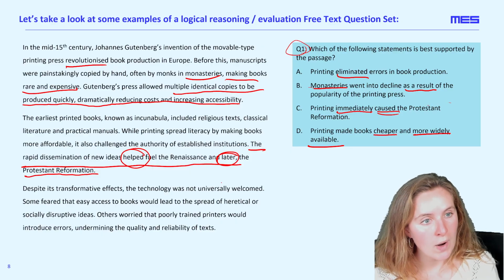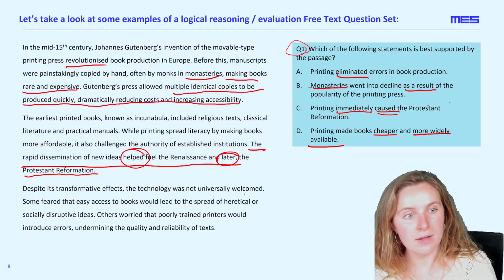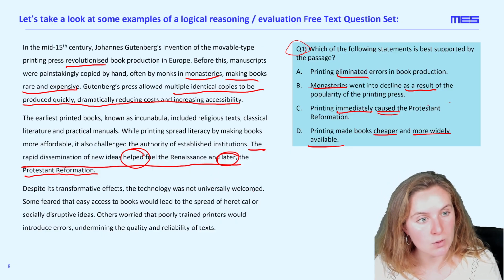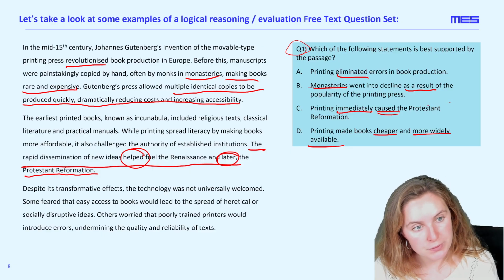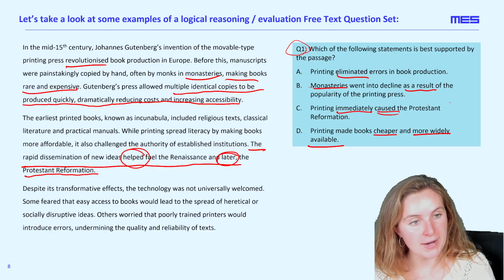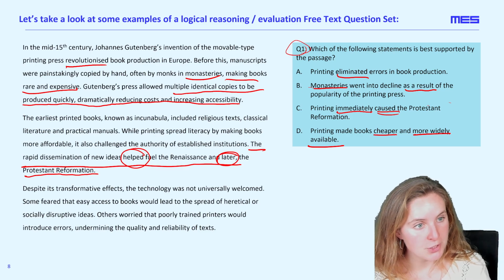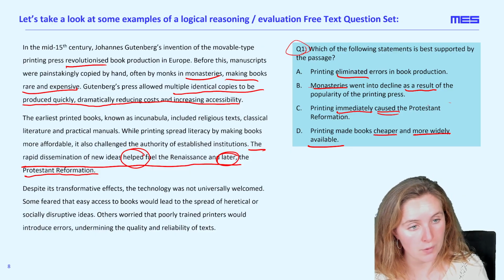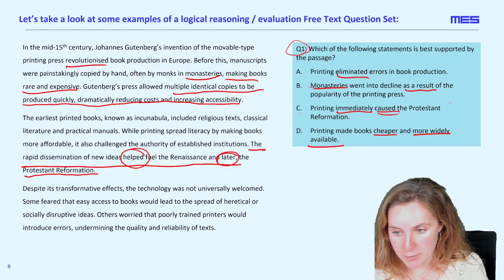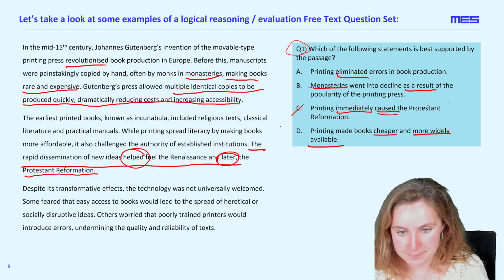So this doesn't quite look like a synonym for immediately caused, does it? Helped fuel suggests that there were lots of other factors in play to start the Protestant Reformation, and also the later suggests that the answer to do with immediately, answer C, is not going to serve us. So I think we can be pretty confident in crossing that one out.